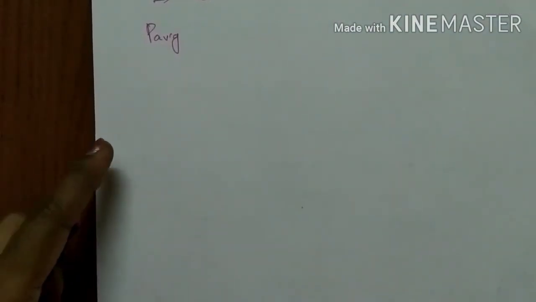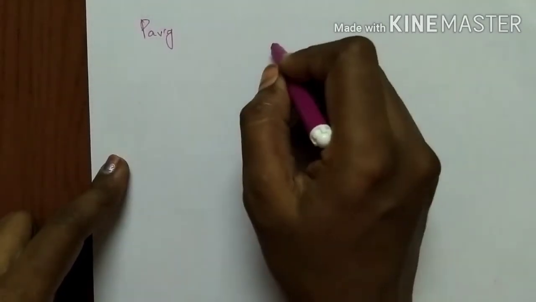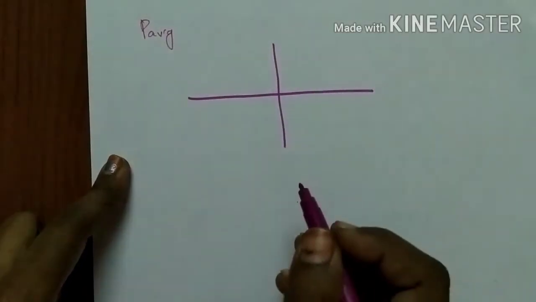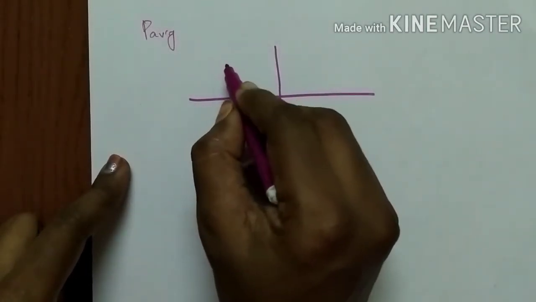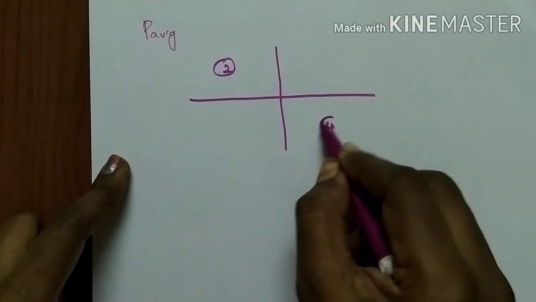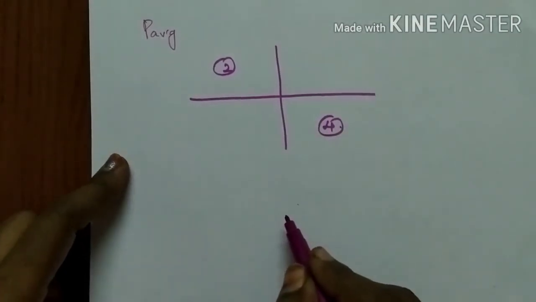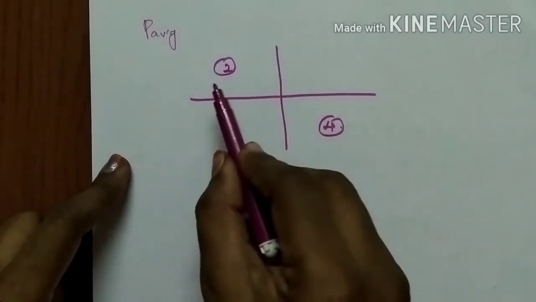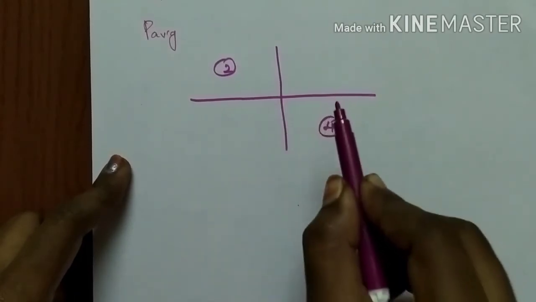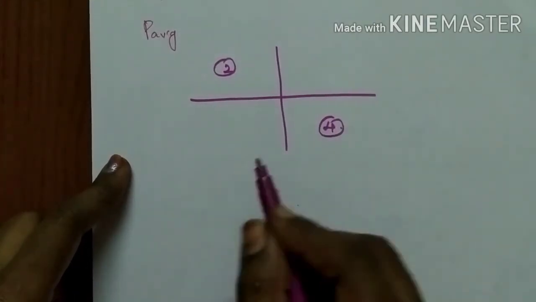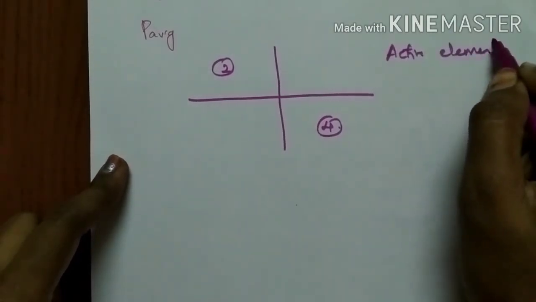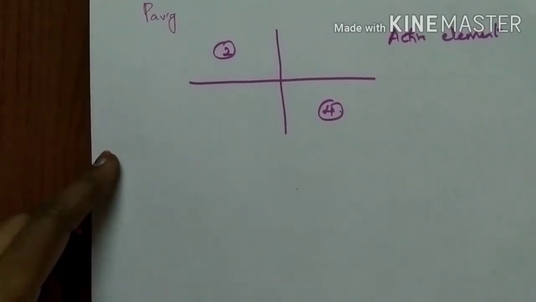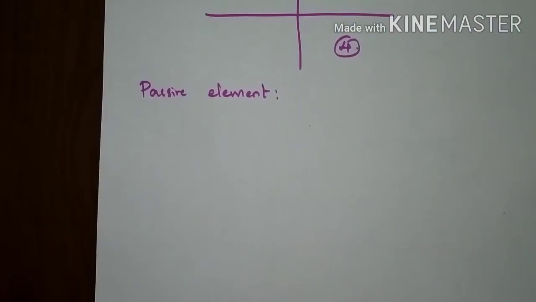The graph of the active element. We can represent the active element by using a graph. The graph of the active element would be in the second and the fourth quadrant. If the graph is in the second and the fourth quadrant, the component is said to be an active element. Now let's see about the passive element.